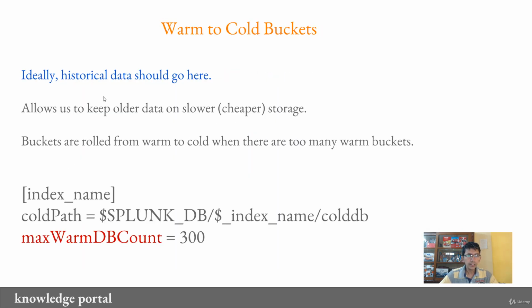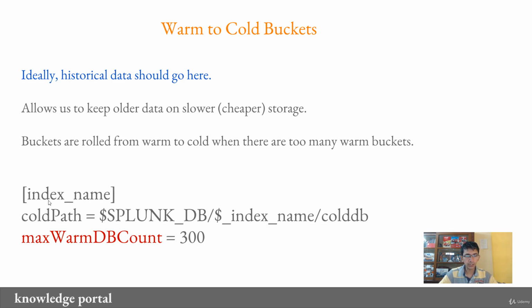This is the reason why ideally the historical data should go there, because if you search for the data which is present within the cold bucket, your performance will be impacted. Now, basically buckets are rolled from warm to cold when there are too many warm buckets. What do you mean by too many warm buckets? This is specified within the indexes configuration which you define.